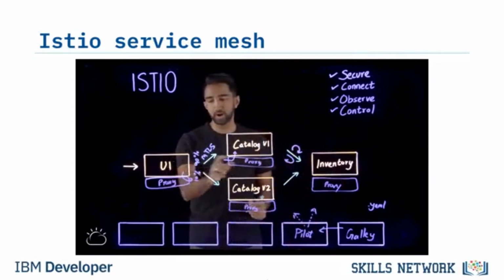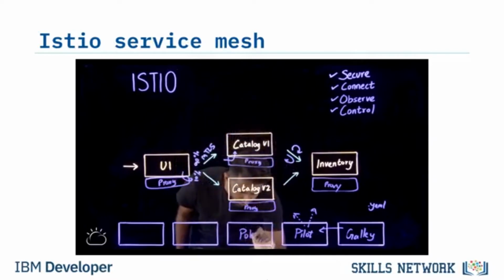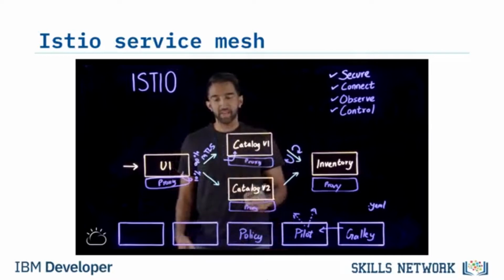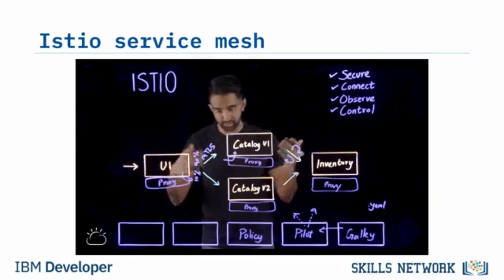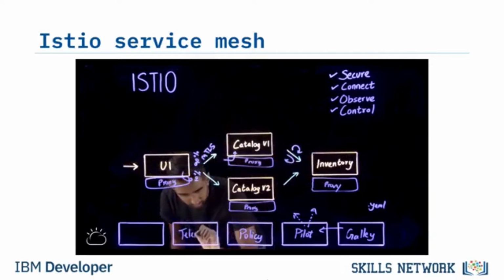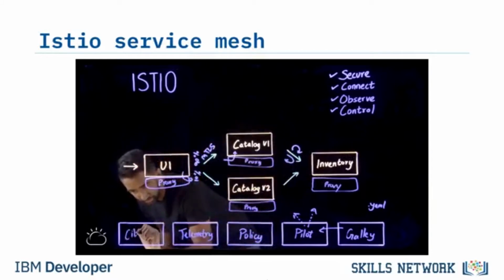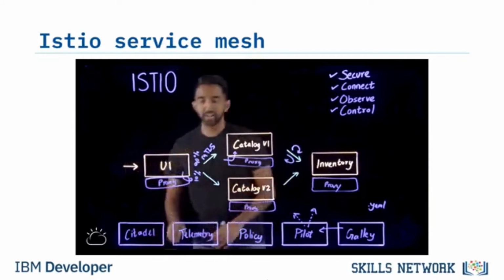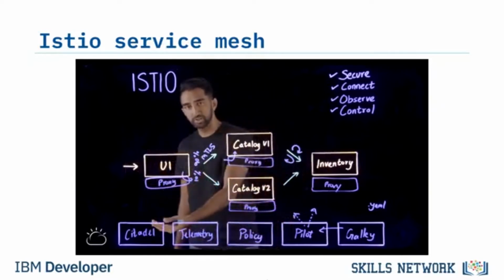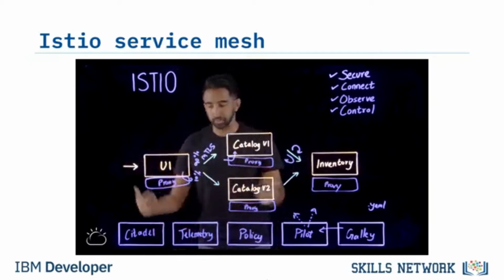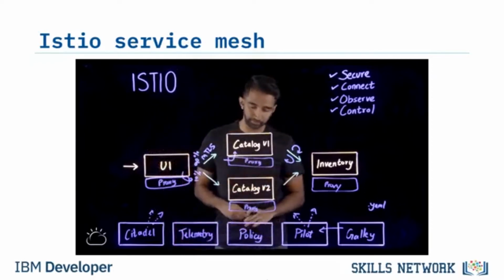If you want the proxies to add additional policies and rules, there's a policy component. And then these proxies constantly report telemetry information about what's going on in your system to the Istio telemetry component. And last but not least, there's Citadel. Citadel is responsible for providing strong identity to each one of the services in your system. It also generates certificates and rolls them out to each one of the proxies so that the proxies can do mutual TLS when they're talking to one another.